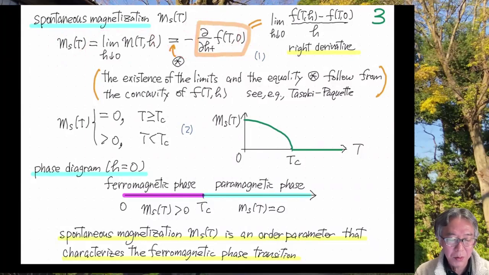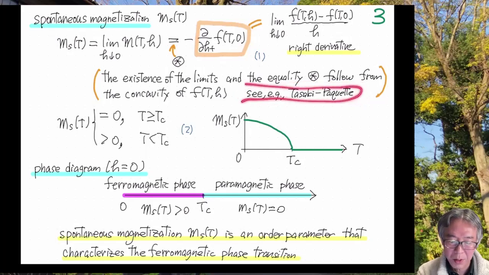Now you might worry about this equality and the existence of limits, but we can prove that this limit exists, and also this limit exists, and they are equal. They are guaranteed by the concavity of f. And if you're interested, you can find it in the appendix of our book.